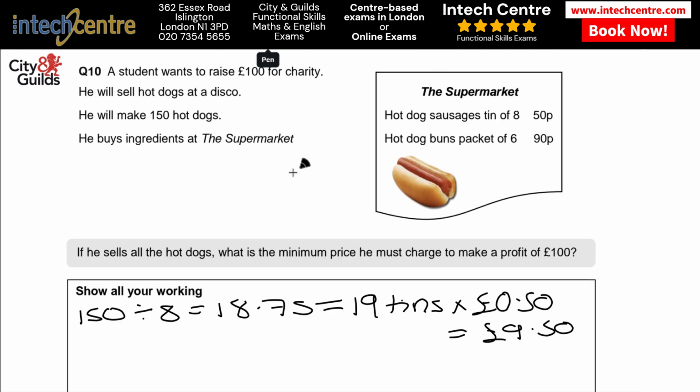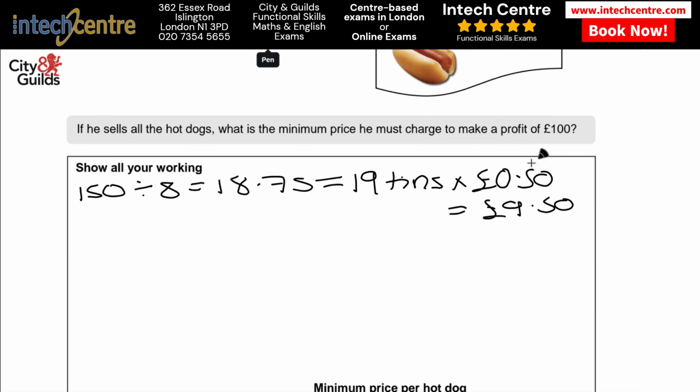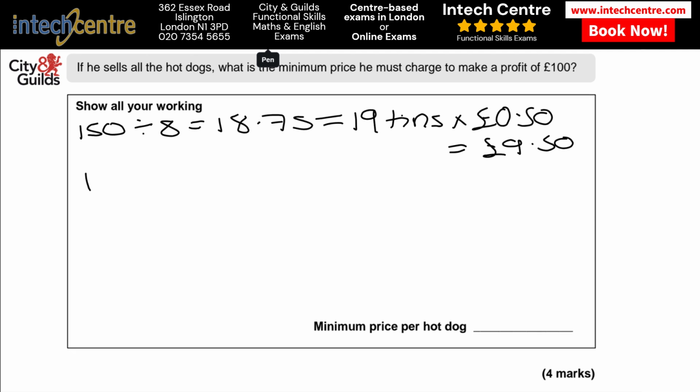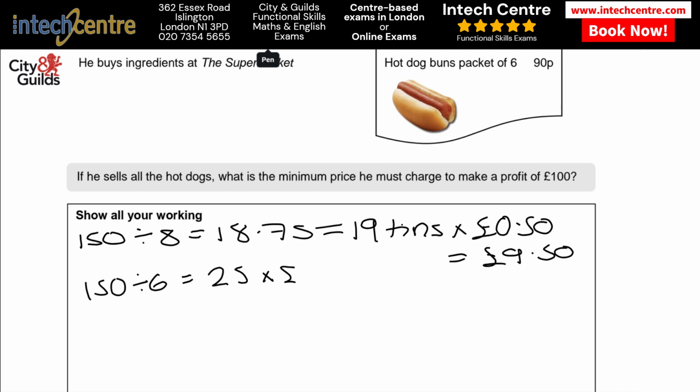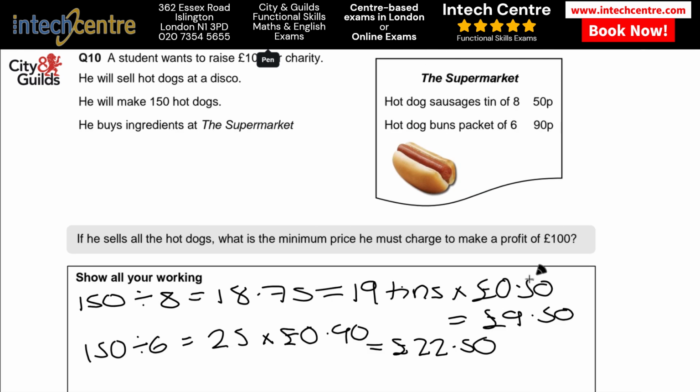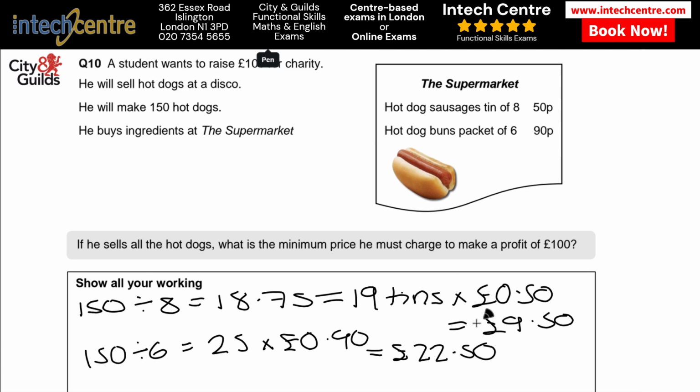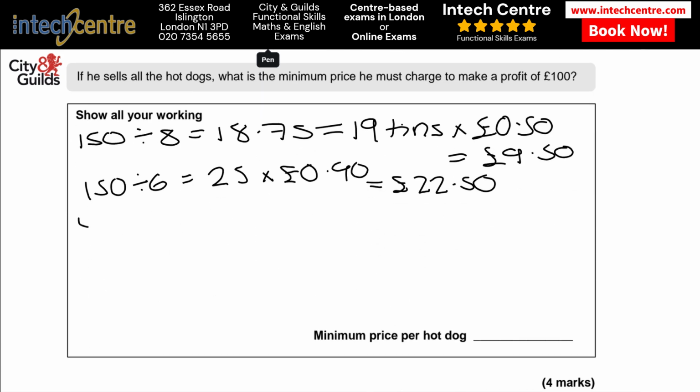Now we do the same for the buns. So 150 divided by 6 buns in a packet will give us how many packets we need to buy. 150 divided by 6 is equal to 25 bun packets. So these 25 packets times 90p, or times 0.90 pounds, means that for the actual bun packets he's spending £22.50. So his cost will be the £9.50 for the hot dogs themselves and £22.50 for the buns. Adding these together, his costs will be £9.50 plus £22.50, which is £32.